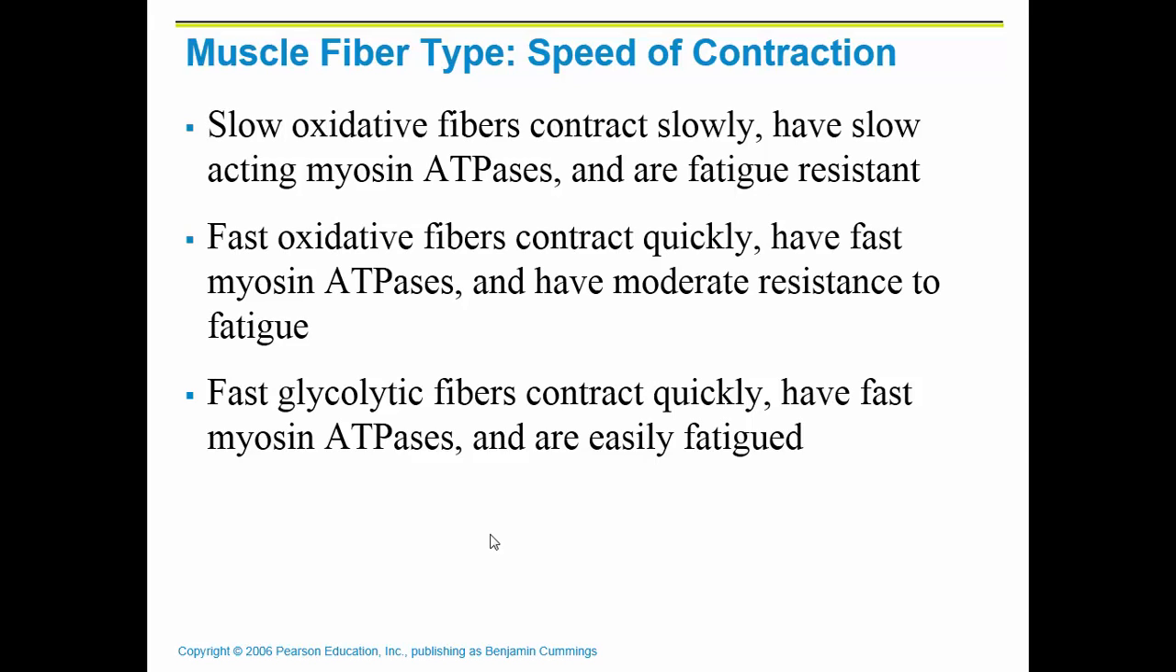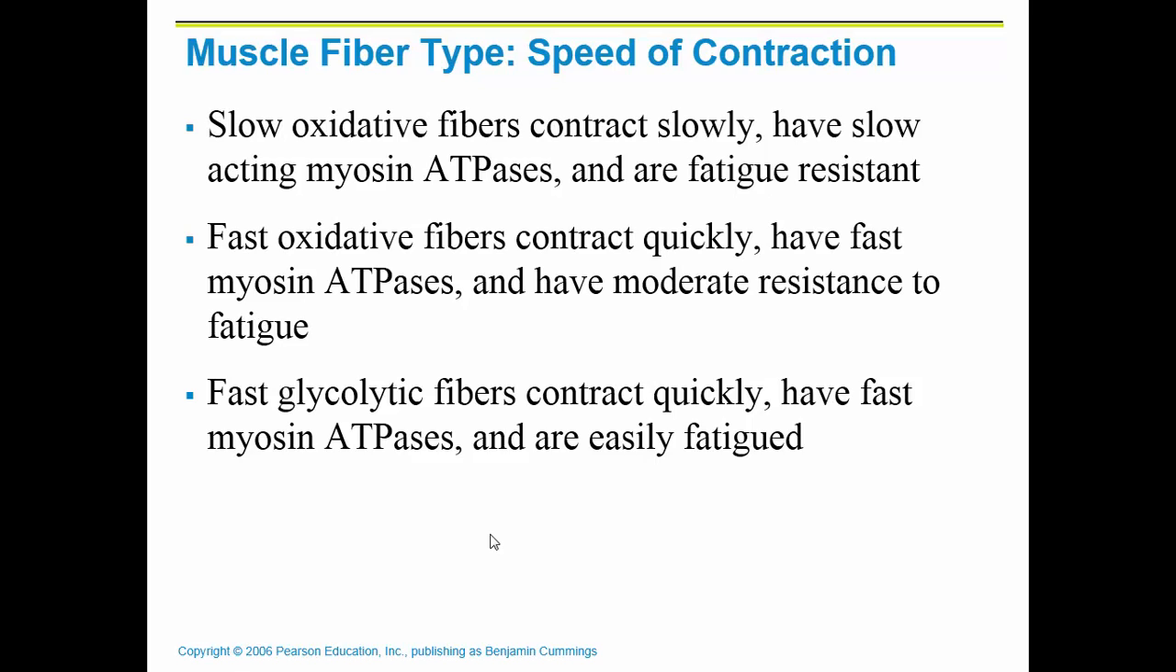Now you have different types of muscle fiber speeds. And so we have something called slow oxidative fibers, and they contract slowly, and it takes a long time for those to fatigue. They have a lot of resistance, and so they can continue to contract very slowly.